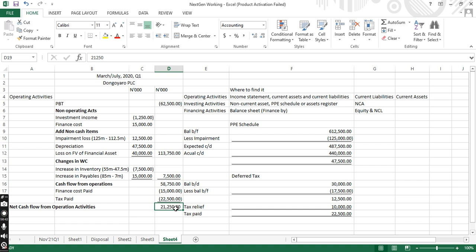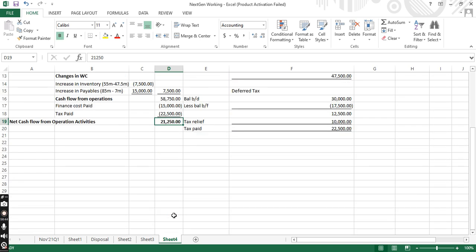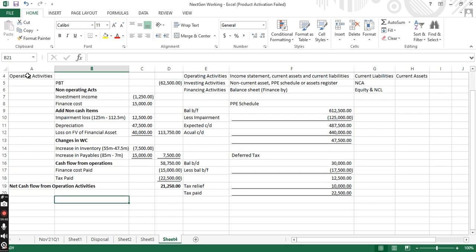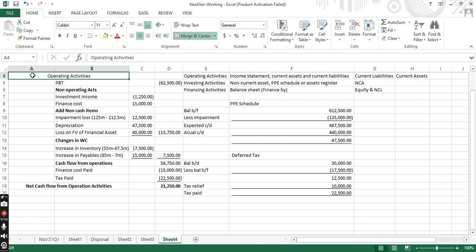Okay. Now the next one we have is cash flow from investing activities. Okay, sorry, you said it because it was profit before tax, and now the finance stuff. Okay. So cash flow from operating activities.